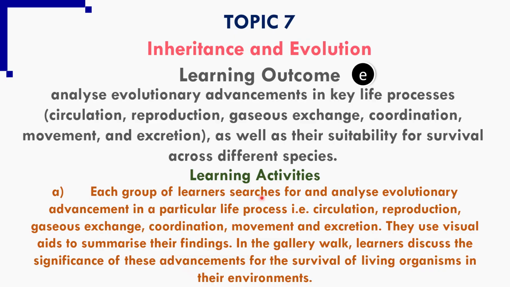Each group of learners, such as four, analyze evolutionary advancement in a particular life process. Example: circulation, reproduction, gaseous exchange, coordination, movement, and excretion. They use a visual aid to summarize their findings. In the gallery walk, learners discuss the significance of these advancements for the survival of living organisms in their environment.